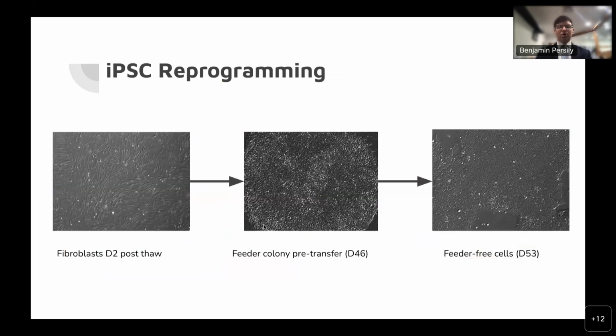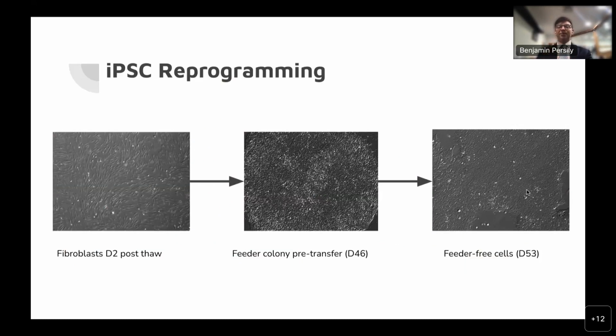In order to reprogram these fibroblasts into iPSCs, they were infected using Sendai virus transduction of the four defined transcription factors for pluripotency: OCT4, SOX2, KLF4, and c-MYC. They were then maintained in a feeder culture system before being transferred to feeder-free wells.